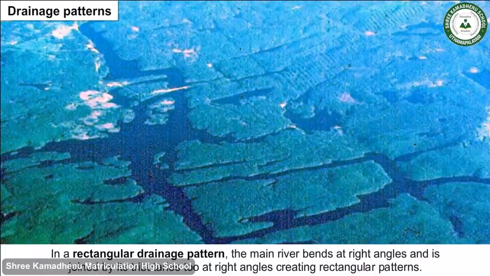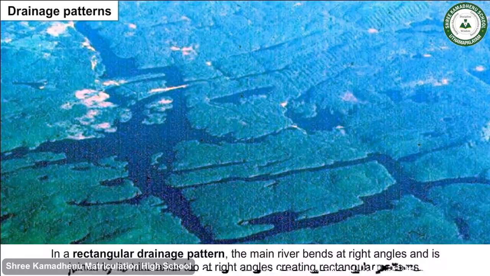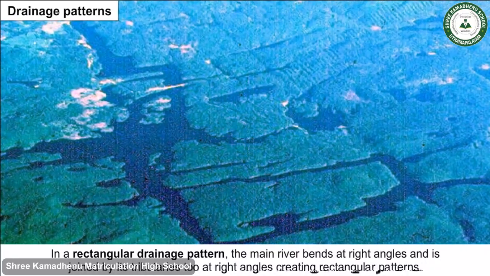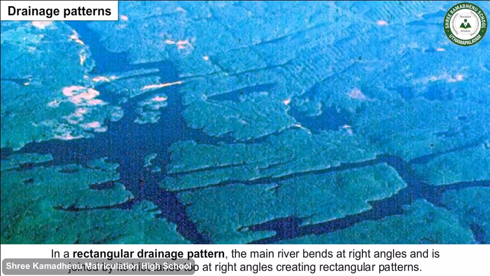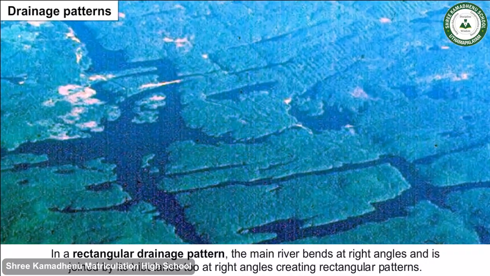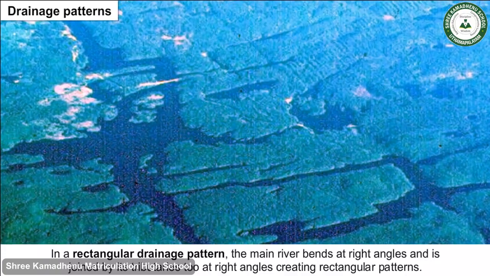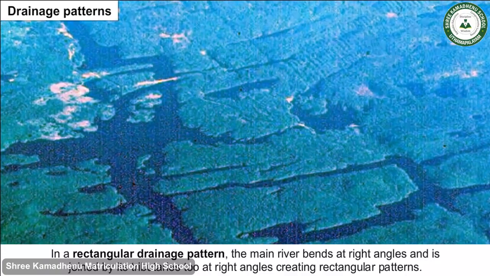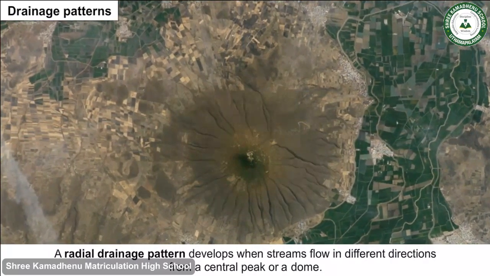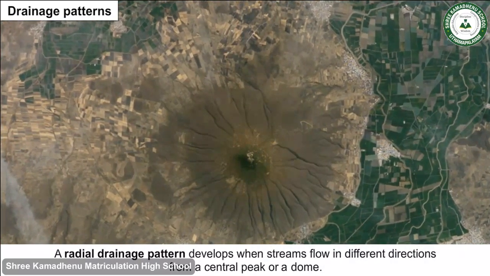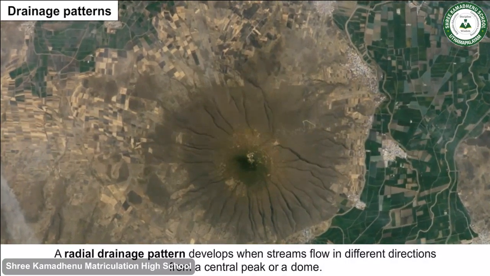In a rectangular drainage pattern, the main river bends at right angles and is joined by its tributaries too at right angles, creating rectangular patterns. This pattern is formed when the river flows over. A radial drainage pattern develops when streams flow in different directions from a central peak or a dome.